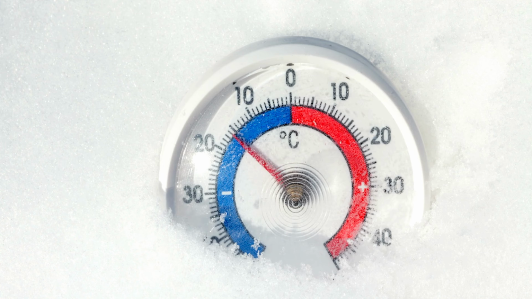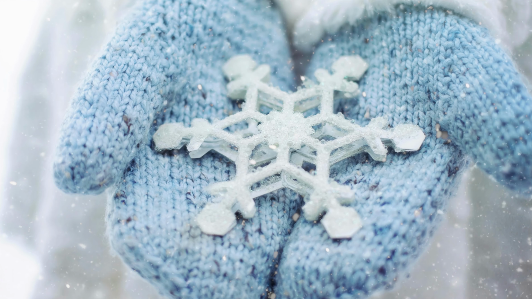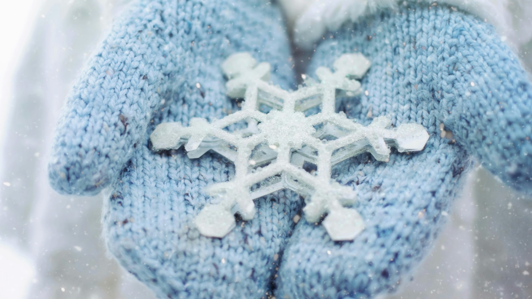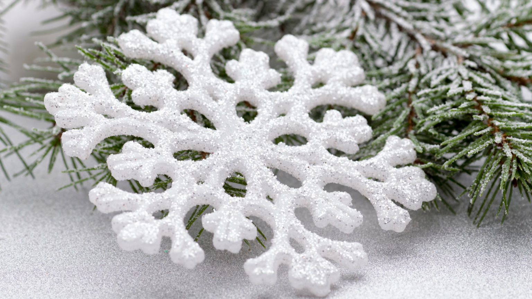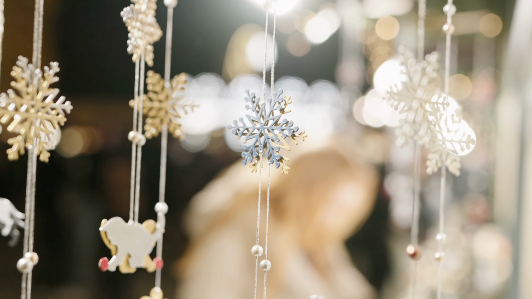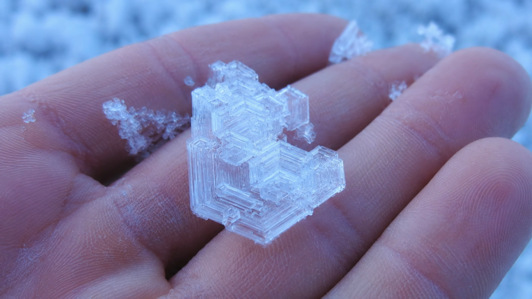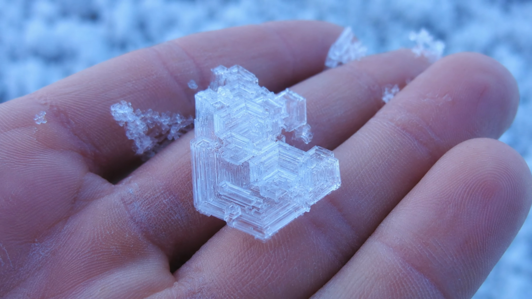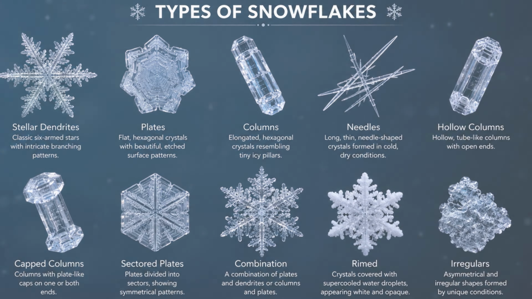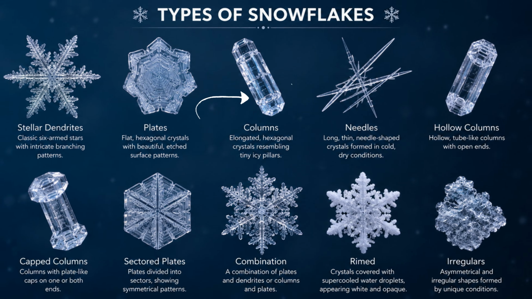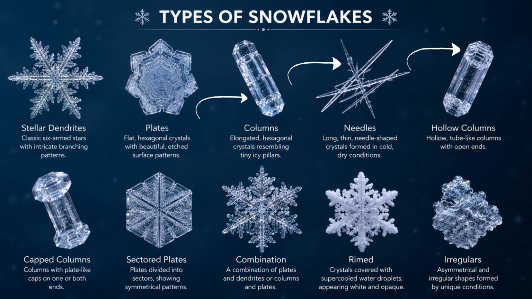The surrounding atmosphere acts like an invisible sculptor. When temperatures are around minus 15 degrees Celsius and the air contains abundant moisture, broad branching patterns develop into the classic star-shaped snowflakes that appear on greeting cards and holiday decorations. Under different conditions, crystals may grow into simple hexagonal plates. Others become slender columns, needles, or hollow prisms.